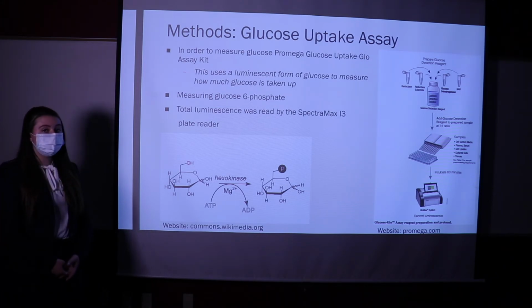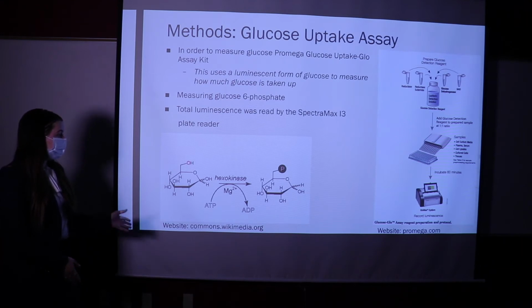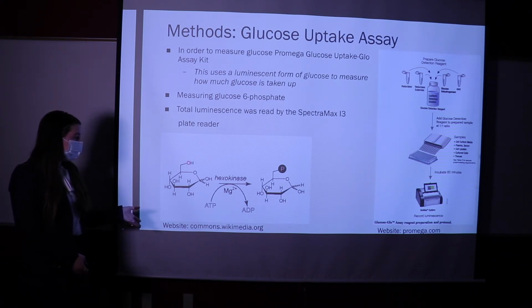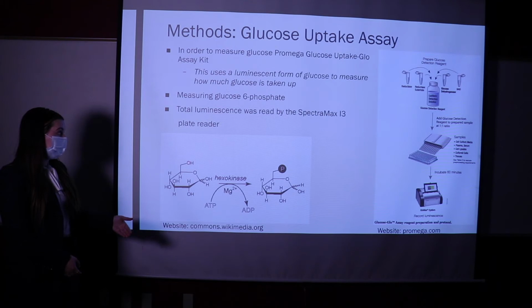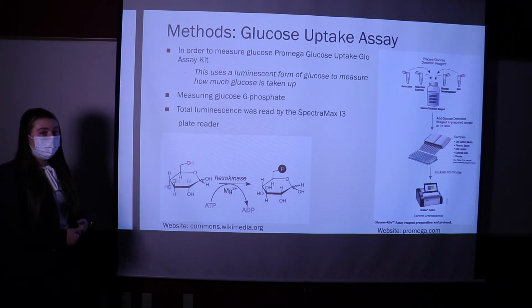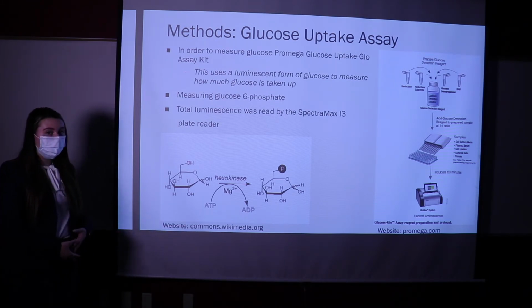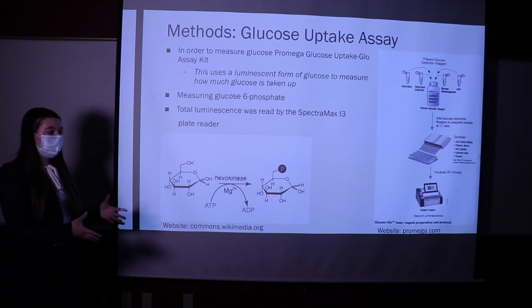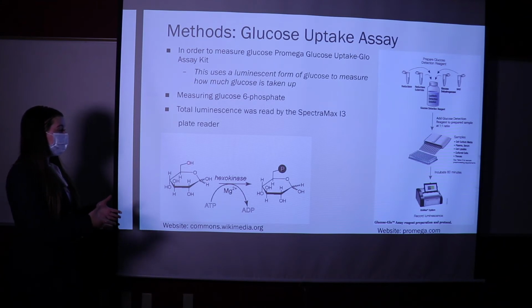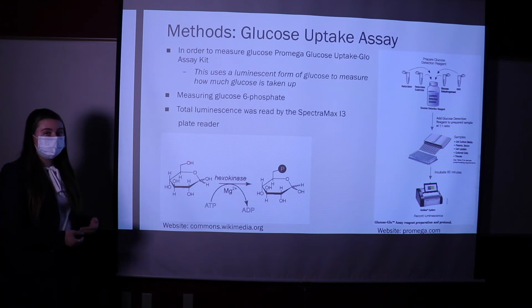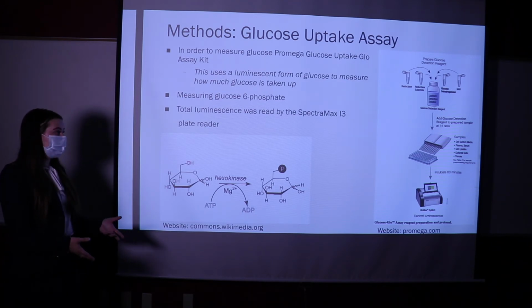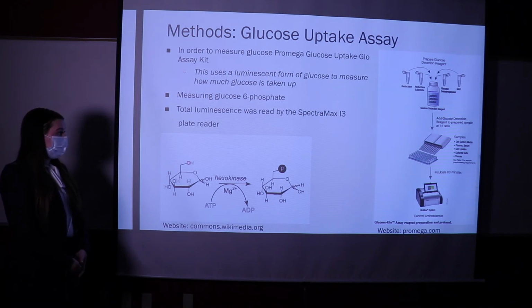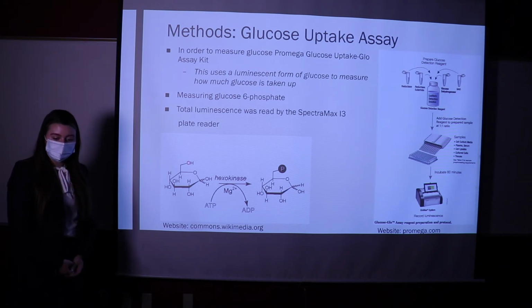We measure glucose 6-phosphate. So in the reaction seen below, we have glucose being transformed by hexokinase into glucose 6-phosphate when glucose enters the cell. This allows glucose to be trapped within the cell and to create a concentration gradient to keep bringing glucose into the cell. So that is how we know that we are measuring glucose within the cell and not just glucose added to samples. Then total luminescence was read by the SpectraMax i3 plate reader.